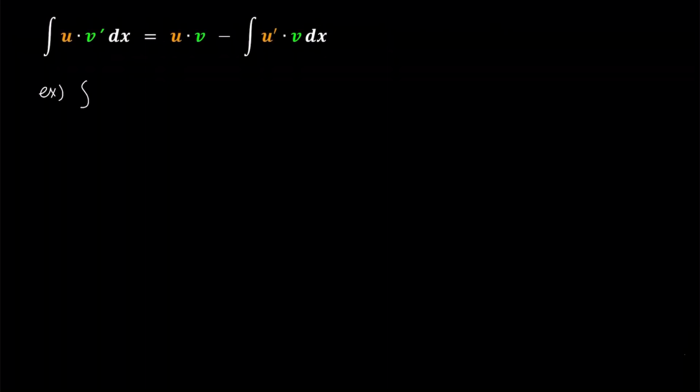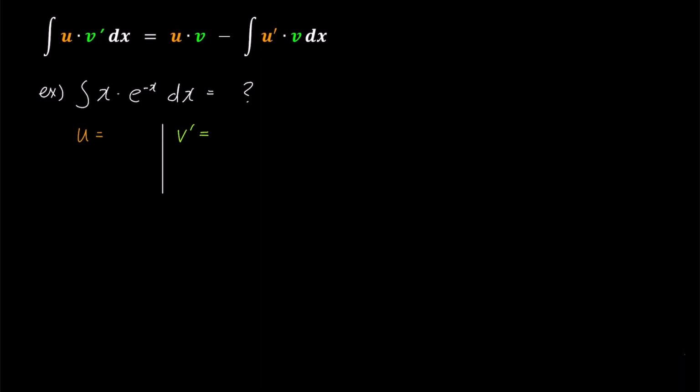The first problem is the integral of x times e to the power of negative x. As you can see, it is a product of two terms and it's not easy to solve by any means. However, if you have a product of two terms, you can consider using integration by parts. Now we just need to decide who will be u and who will be v prime.